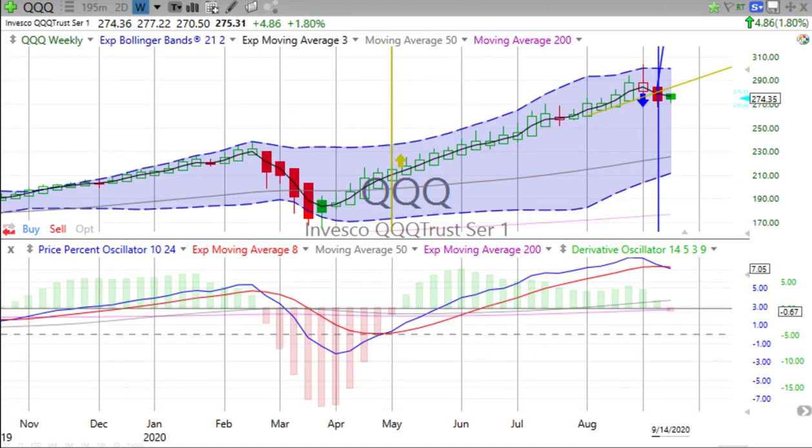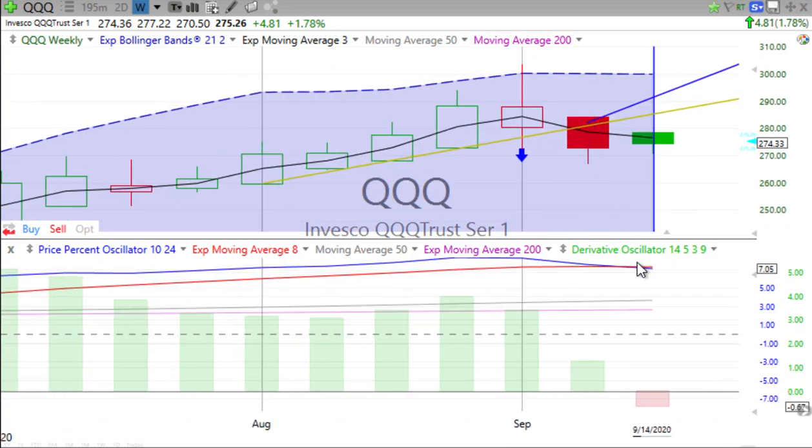Let's go on to the Qs. What do we see there? Looking a little similar, although we do see, looky, what's happening? Trying to cross over, going down. Even though it was an up day, we see the lagging indicator, that is the price percent oscillator, trying to push through. Now, this is just the first day of a 5-day candle. We don't have a crossover going down yet until Friday.